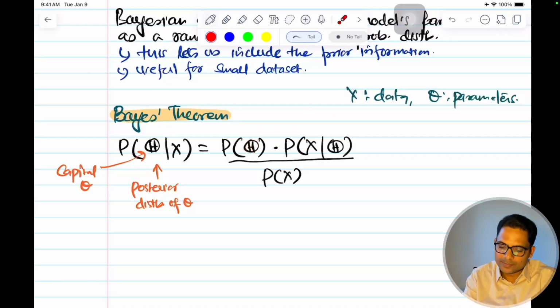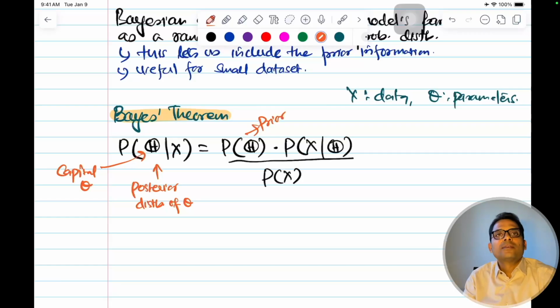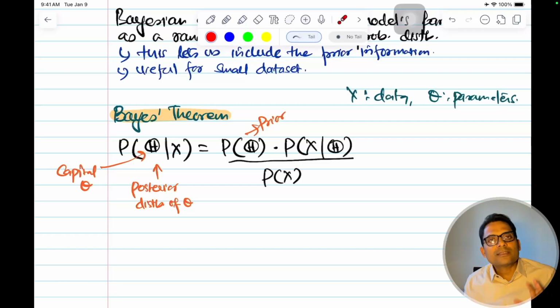This is the prior. Before seeing the data, this was the prior information. Before I had the data, I had some initial belief about the parameters of the model. There's one thing: I will have some idea about the model that I'm going to use, the underlying distribution of the model, and I will have some prior belief about the parameters of that model.